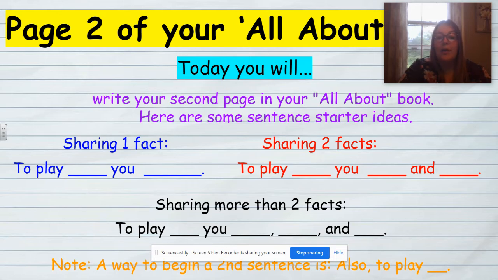plate. Another way you can start, if you want to write a second sentence, you could start it with also to play and then tell a fact. So, also to play baseball, you want to try to get to home plate. Again, pretend that the person who is reading this All About book knows nothing about the game or sport that you are writing about, because your job is to teach them about that.